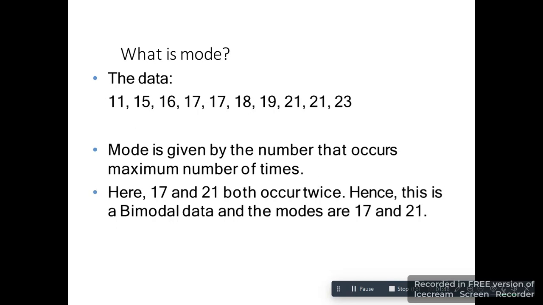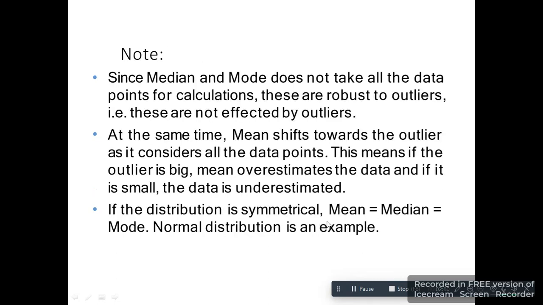So we will see one example. This is an example of the mode. This is the given data. Mode is given by the number that occurs the maximum number of times. Here 17 and 21 both occur twice. Hence, this is bimodal data, and the modes are 17 and 21.